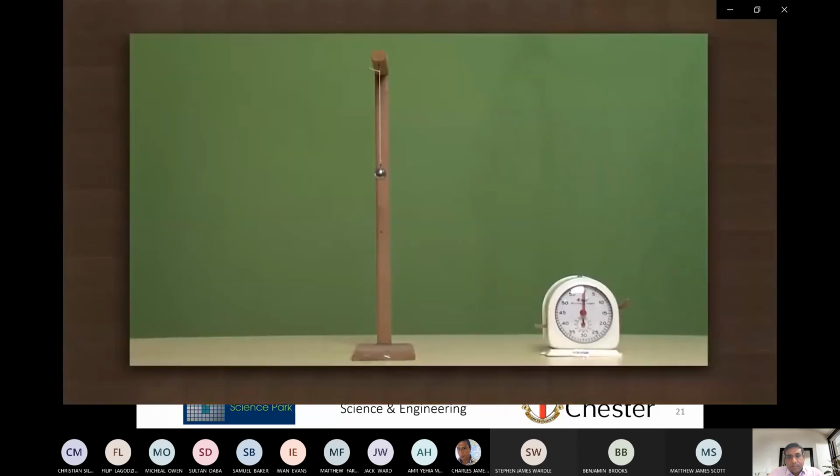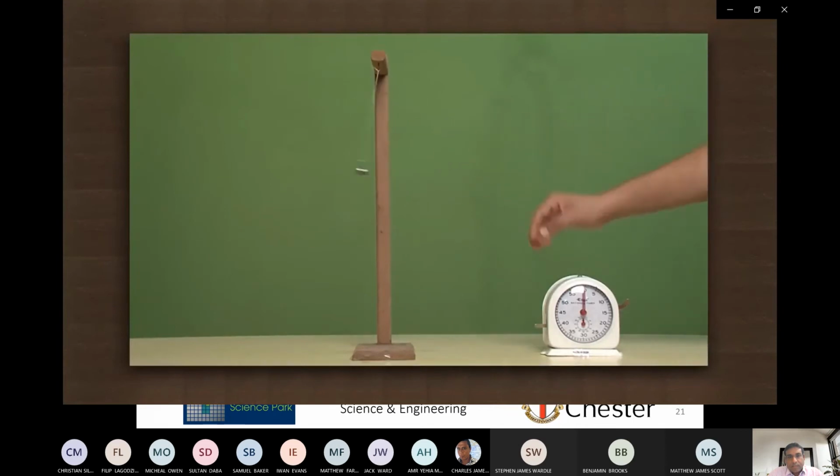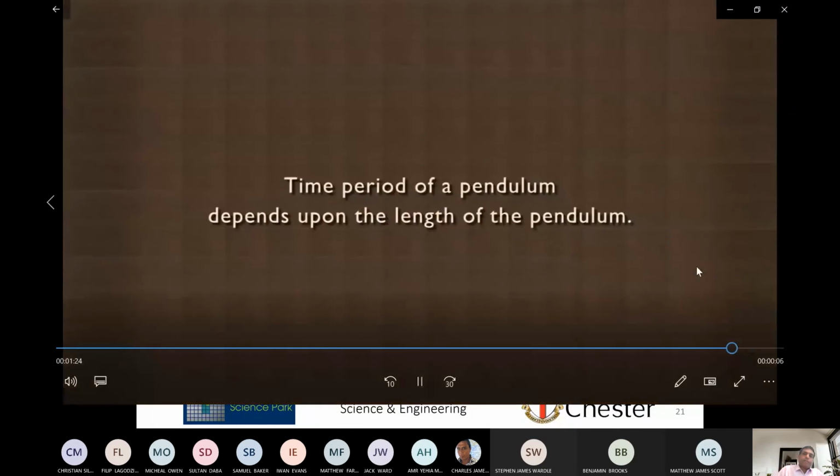Now we have shortened the length of the pendulum. We will see the effect on the time period. Let's swing the pendulum and start the stop clock. 1, 2, 3, 4, 5, 6, 7, 8, 9, and 10. Less than 10 seconds. Now it took 8.5 seconds to complete 10 oscillations. So the time period for the shorter pendulum is 0.85 seconds per oscillation. Hence we note that the time period of a pendulum depends on the length of the pendulum.